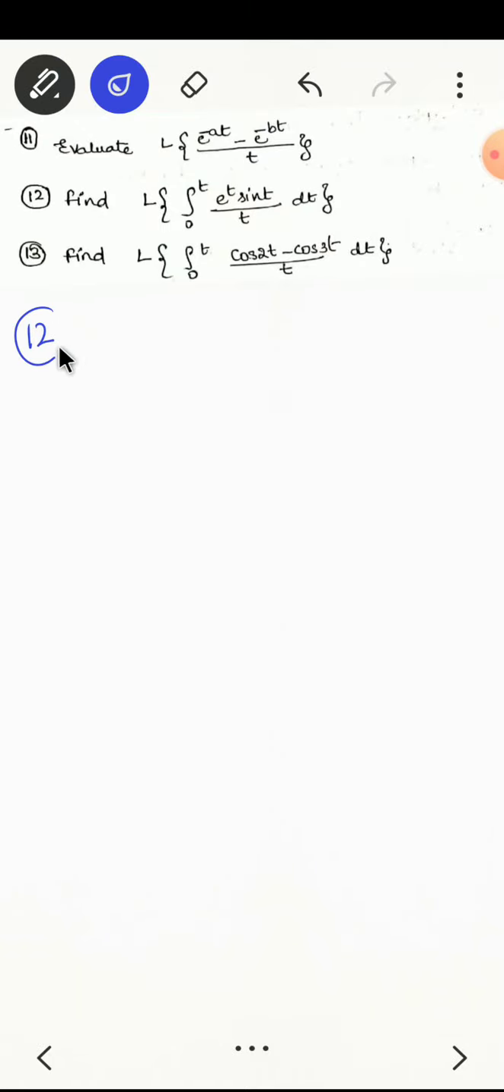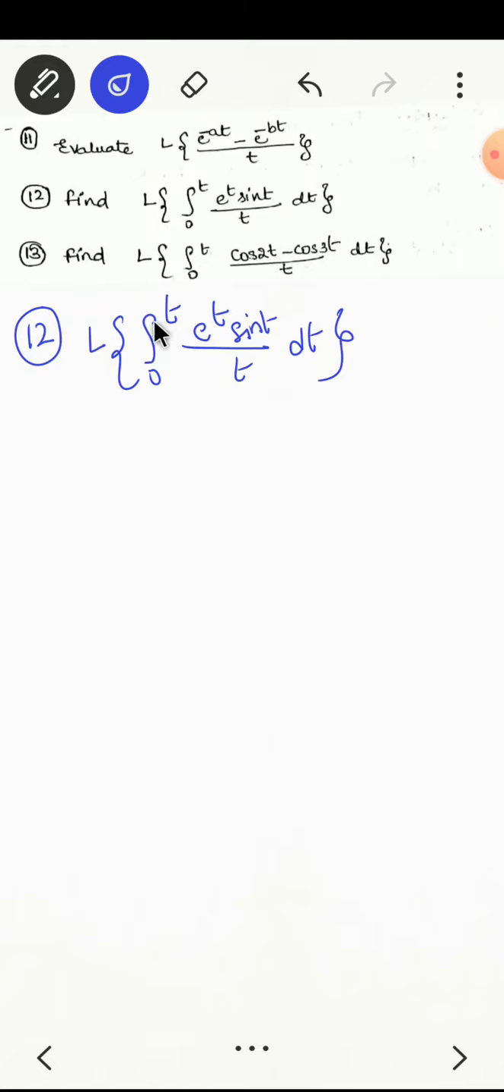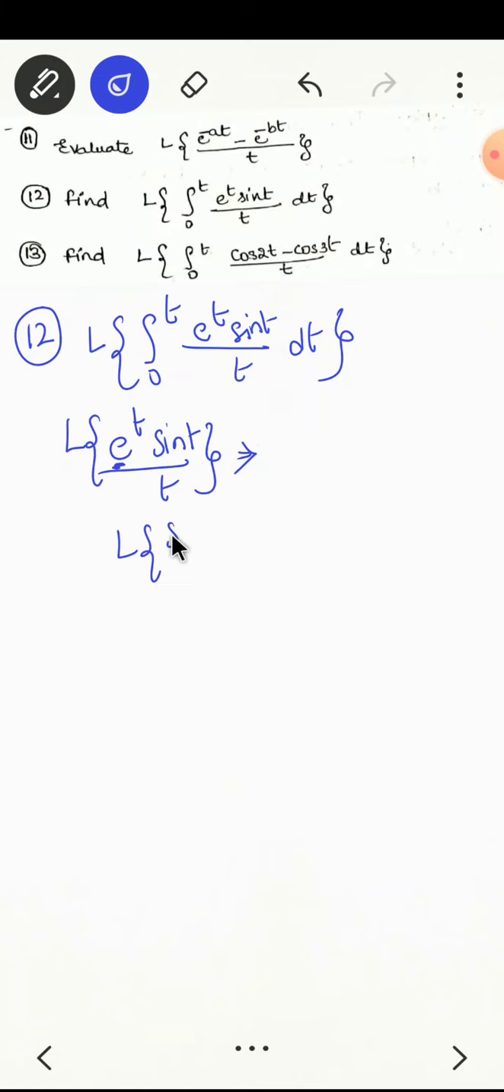Problem number 12. What is that? Laplace of the integral from 0 to t of e power t sin t by t dt. Okay, first we will remove the integral part and first find the Laplace of e power t sin t by t. We keep the first shifting property aside. Then we have the Laplace of sin t by t. First find the Laplace of sin t by t.